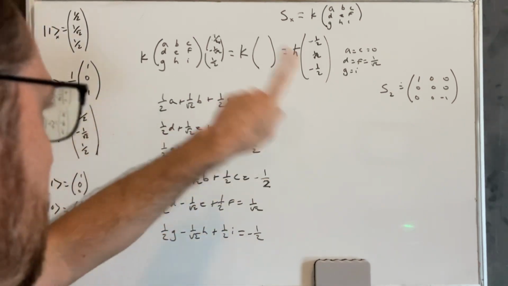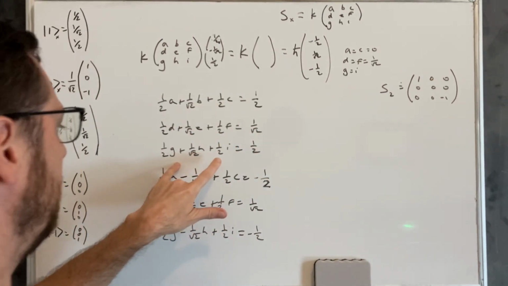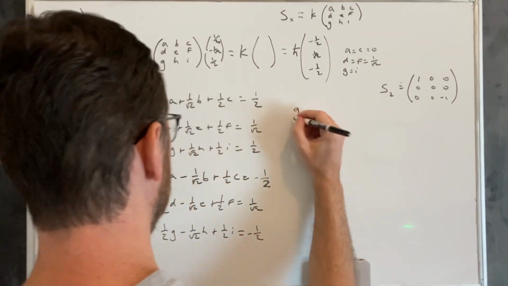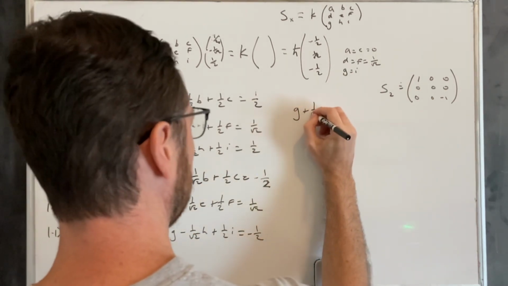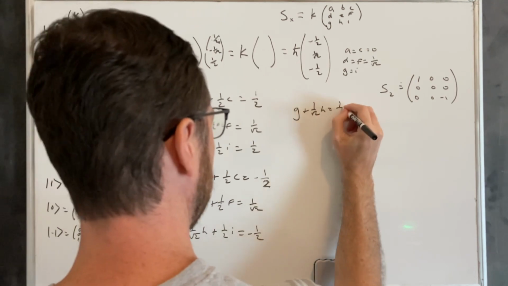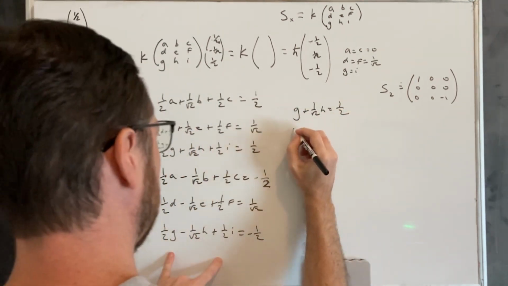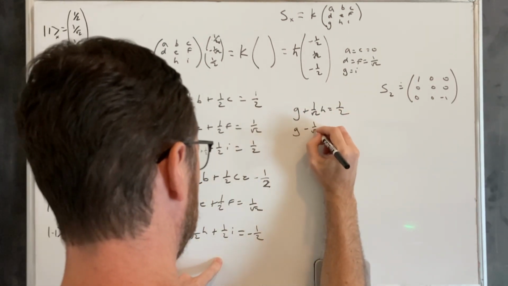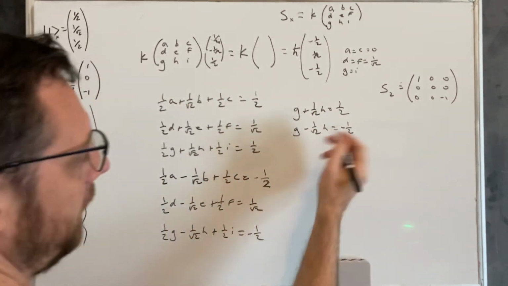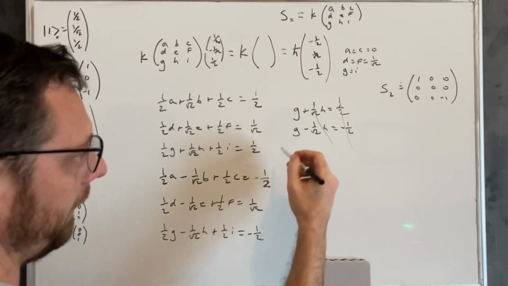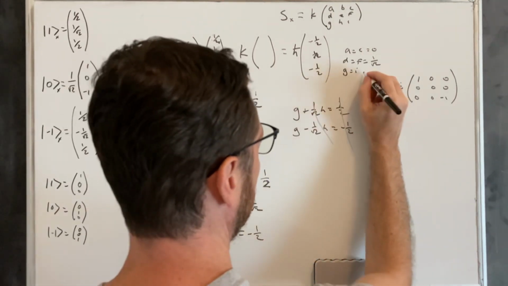And then we'll do G and I, and then we'll come back to do the ones in the middle. So we have G, same thing. So half a G and half a G, plus 1 over root 2 H equals 1/2. And G minus 1 over root 2 H equals minus 1/2. We can see that these are going to cancel out, and we'll have G and I are both equal to 0.